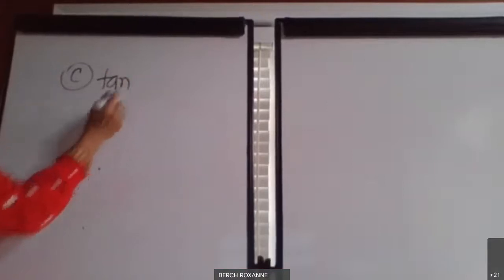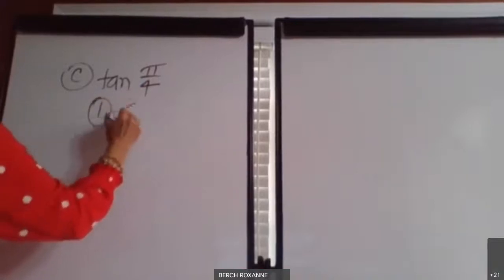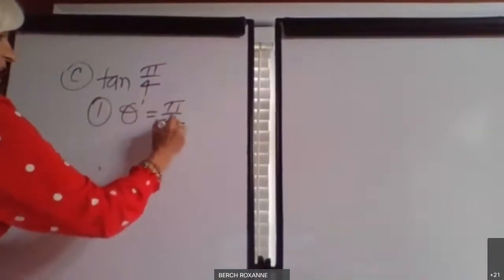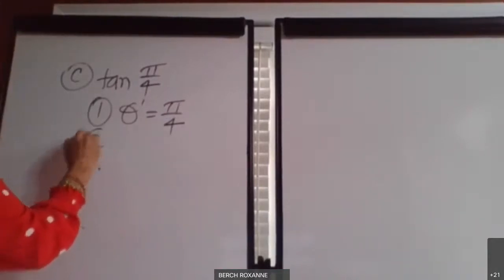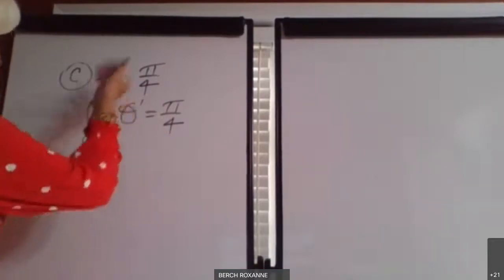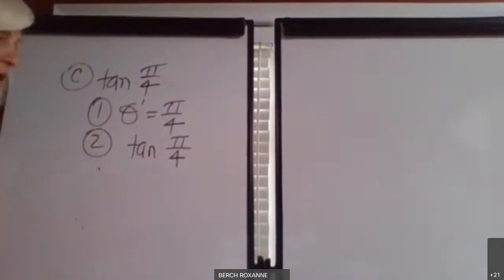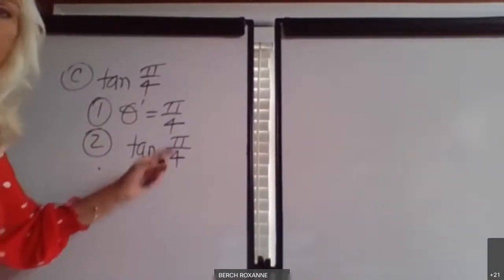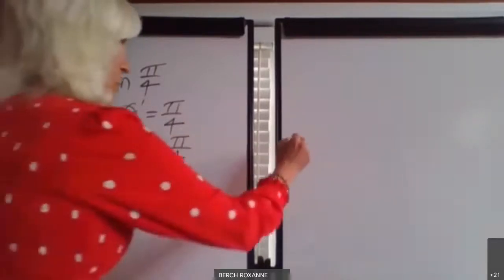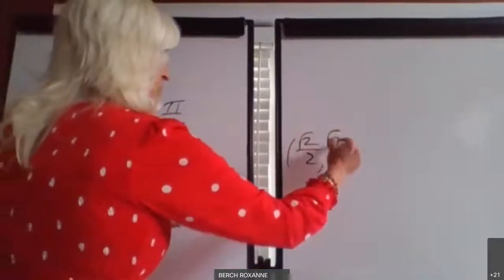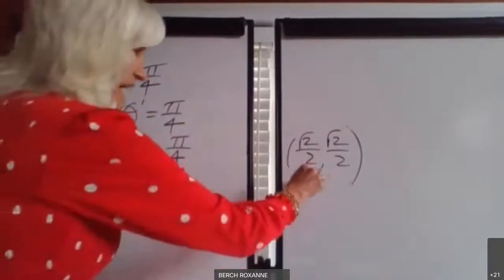This is actually tangent of pi over 4. The first step is to find the reference angle. Well, this is the reference angle because it's a positive acute angle in the first quadrant. So we're just going to evaluate tangent of pi over 4. Isn't your ordered pair radical 2 over 2 and radical 2 over 2? Yes. And isn't this x and that y?